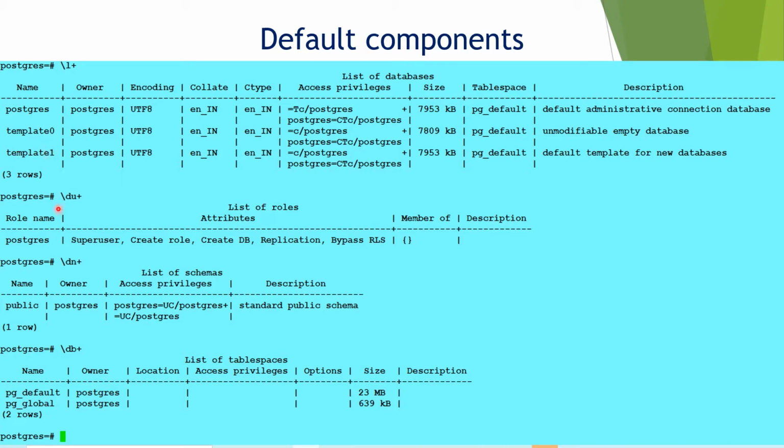We have one user called Postgres, that is a super user. We have one public schema and there are two default tablespaces. The first one is pg_default, the second one is pg_global.